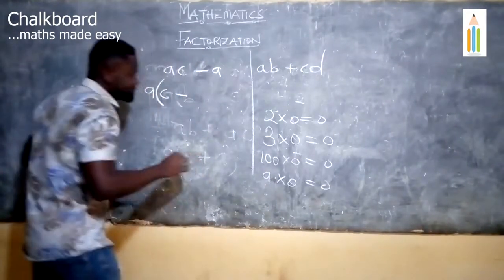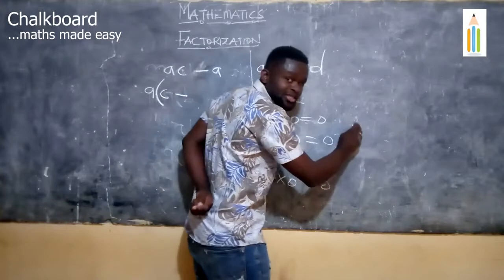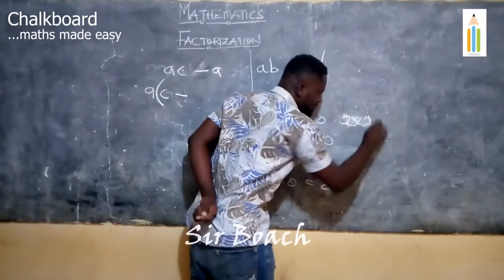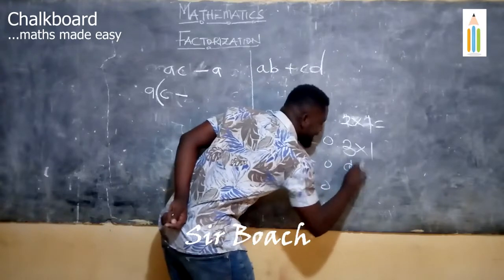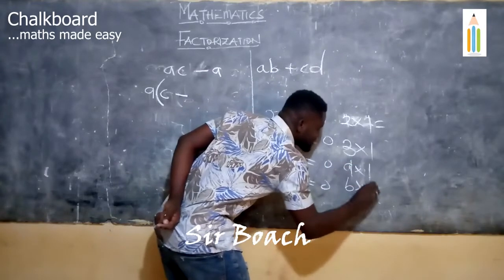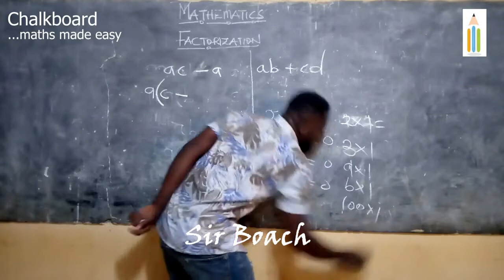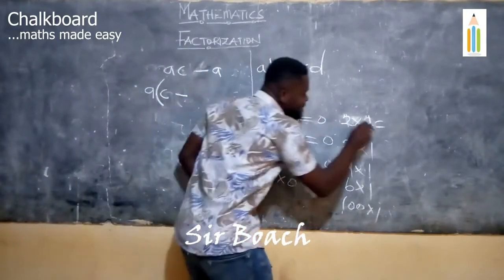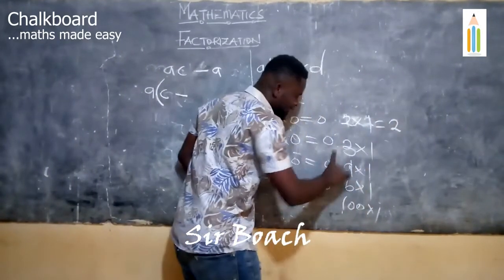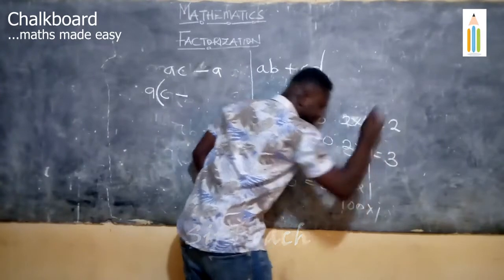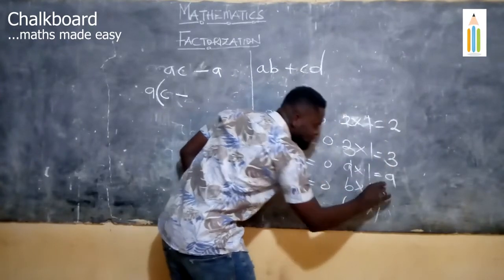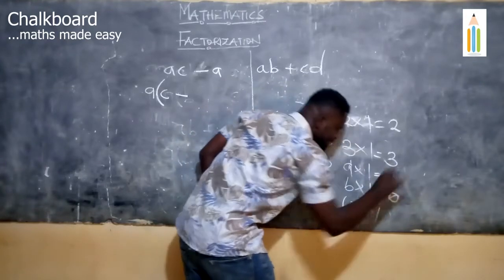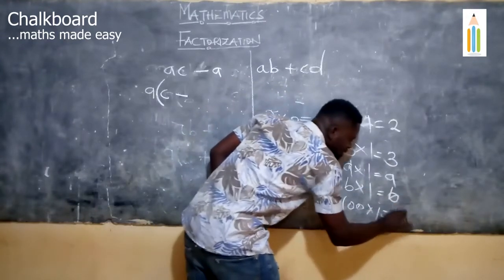Now let's try 1. 2 times 1. 3 times 1. A times 1. B times 1. 100 times 1. Now 2 times 1 gives us 2. 3 times 1 gives us 3. A times 1 gives us A. B times 1 gives us B. And 100 times 1 gives us 100.